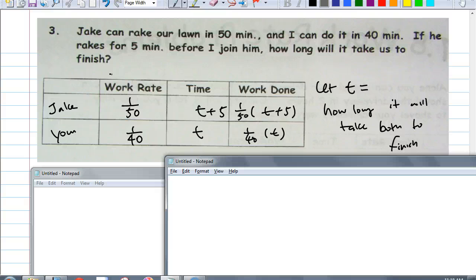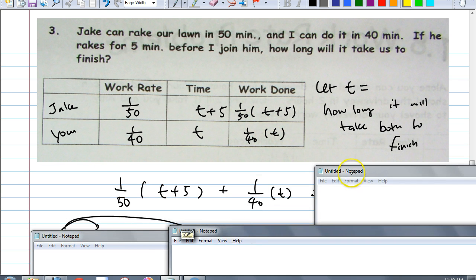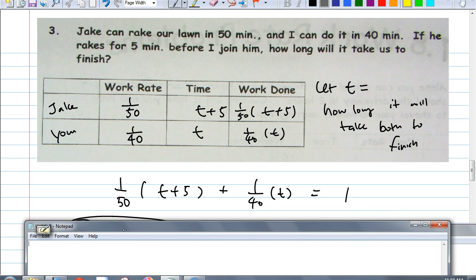Now, what's the equation, Harrison? 1/50x plus 1/40x minus 5/40. Say it again. 1/50x plus. 1/50x? Oh, okay. 1/50 parentheses t plus 5 plus 1/40 parentheses t. That's right. So when you add the work of both, how much Jake has worked plus how much I've worked, it should equal 1, right? Would you all agree?